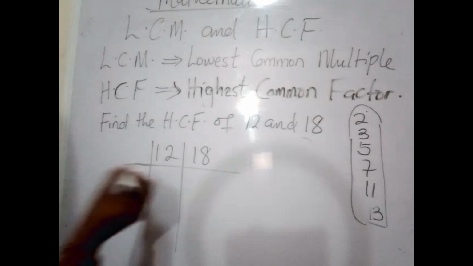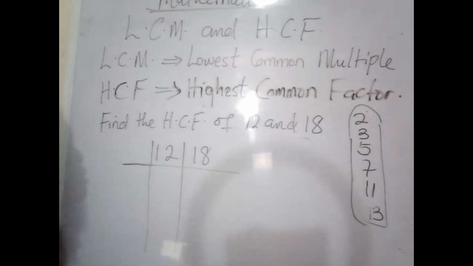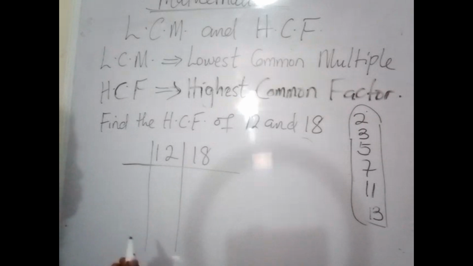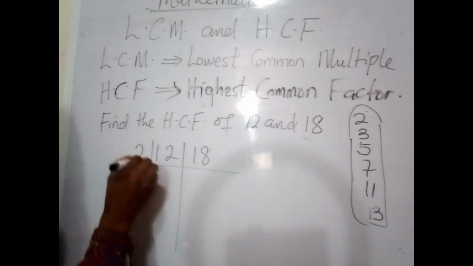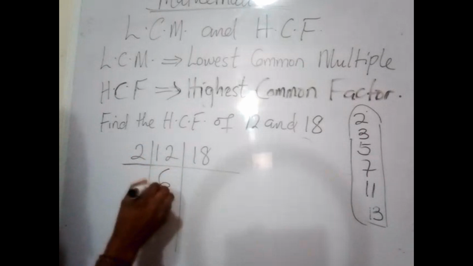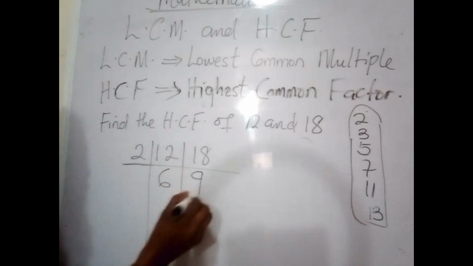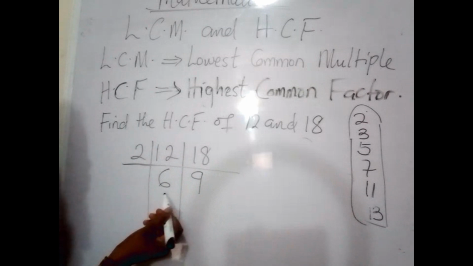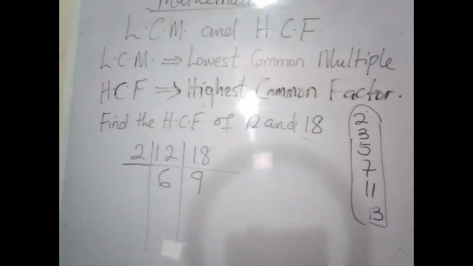Okay, so let's say 12 is an even number, 18 is also an even number. So do we think 2 can divide these two numbers? Yes, we said that 2 can divide any number that is an even number. And any number that ends in 2 is an even number. Any number that ends in 8 is an even number. So 2 can go. 2 divides 12, 6. 2 divides 18, 9. Okay, so we have 6 here and we have 9.